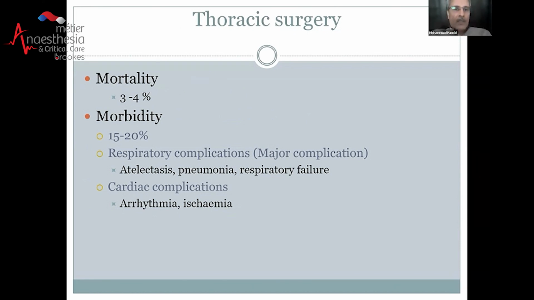Before that, thoracic surgery has a higher mortality, about 3 to 4%, and high morbidity as well. Respiratory complications are atelectasis, pneumonia, respiratory failure, and arrhythmias are also very common. Post-thoracotomy atrial fibrillation is very common, and in some centers they give certain drugs to prevent this atrial fibrillation.